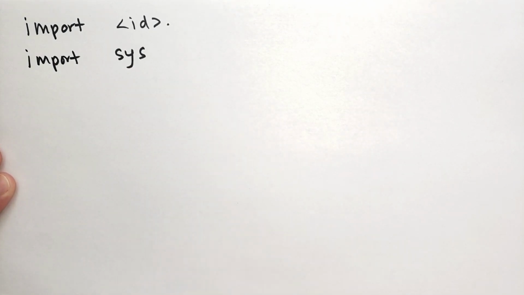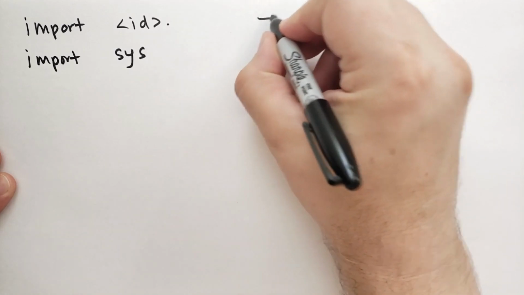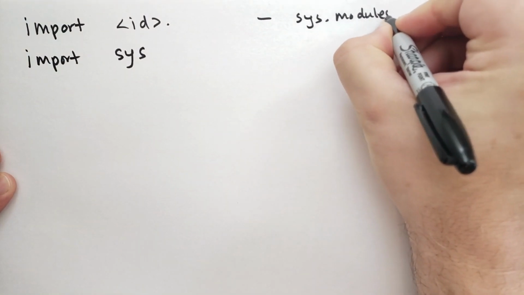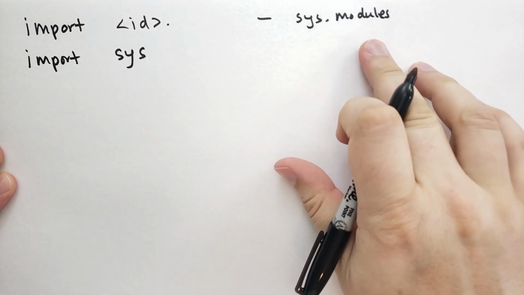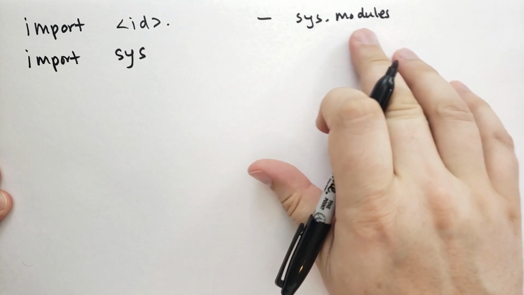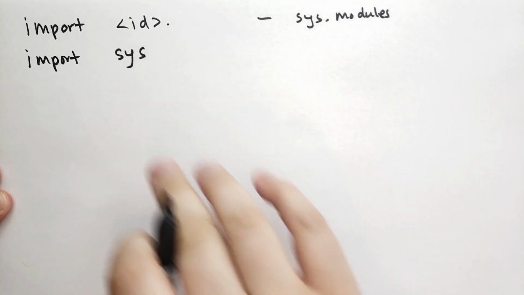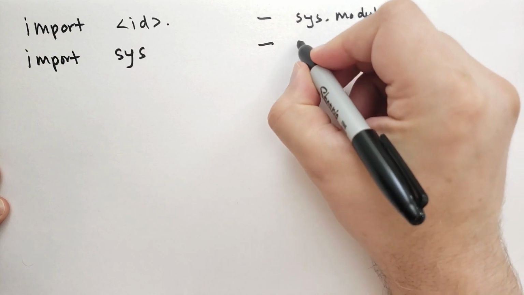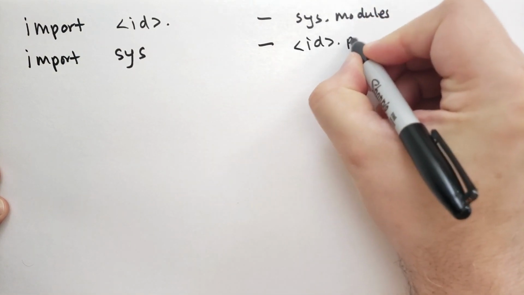The exact step Python follows on importing is it first checks sys.modules. Sys.modules is a dictionary that contains all the modules that have previously been loaded. If the module has already been loaded, it's just going to assign that module to the variable name and be done. If the module hasn't been loaded, then Python will look in your virtual environment for a module named id.py.